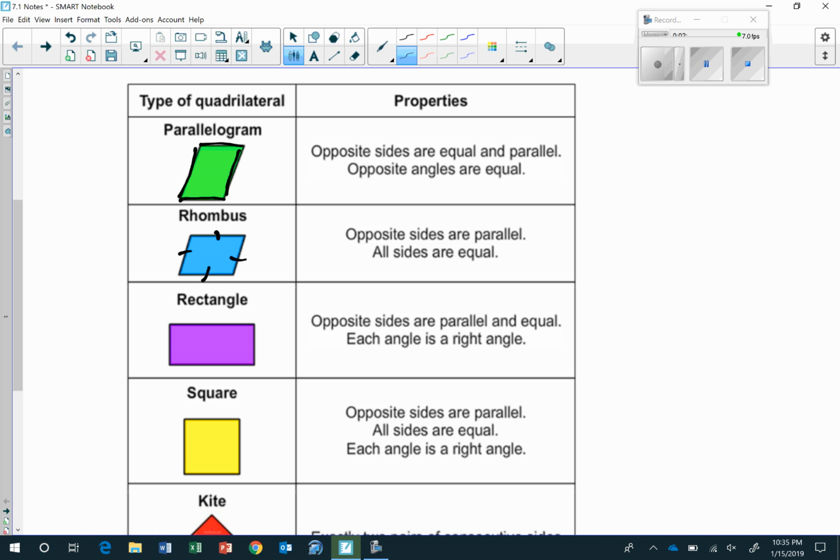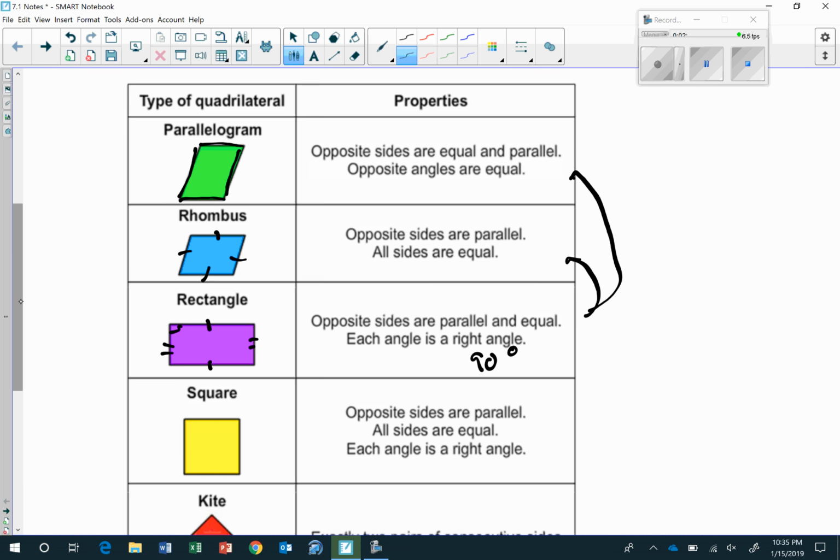Our next example is a rectangle. It says opposite sides are parallel and equal. And it says each angle is a right angle. So if you notice, a rectangle shares some things with a rhombus and a parallelogram. They have opposite sides that are parallel. What makes a rectangle special is that the opposite sides are equal. So we're saying this side and this side are equal. And we're saying the one on the left and the one on the right are equal. Also, each angle is a right angle. Okay, a right angle is 90 degrees. We'll talk about that more later in the unit.